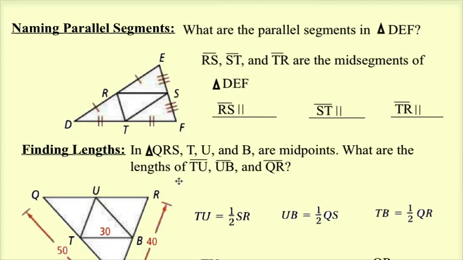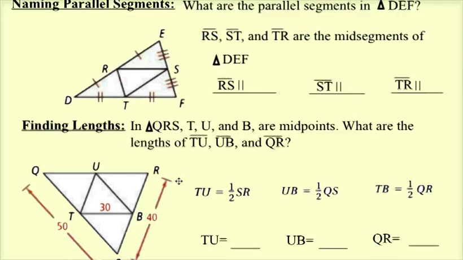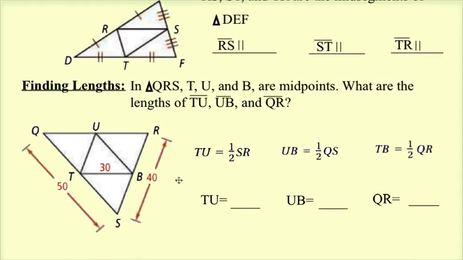So we're going to use our midsegment theorem rule. In triangle QRS, T, U and B are midpoints. What are the lengths of TU, UB, and QR? So TU, right here, is going to be half of SR. Remember TU, it's parallel to that third side and it's half the length of the third side. So SR is 40, TU is going to be half of that. So you're going to figure that out and write the answer.